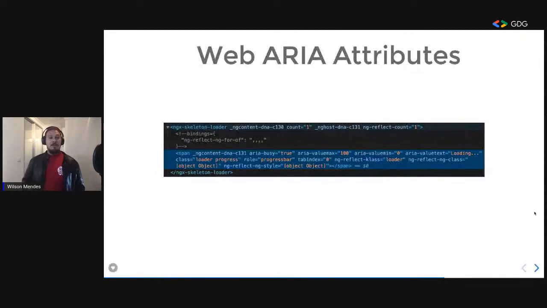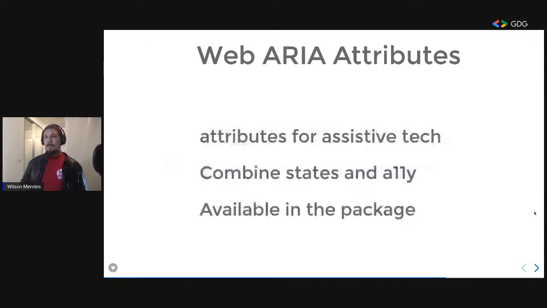First, you can improve the accessibility for anything on the web by using ARIA. So you can not only use that just for the skeleton, but you can use that for any component that you like. So you can have all this, and you can combine states and accessibility. A11Y is the accessibility acronym. And you don't need to do anything if you're using skeleton. It's already available in the package.